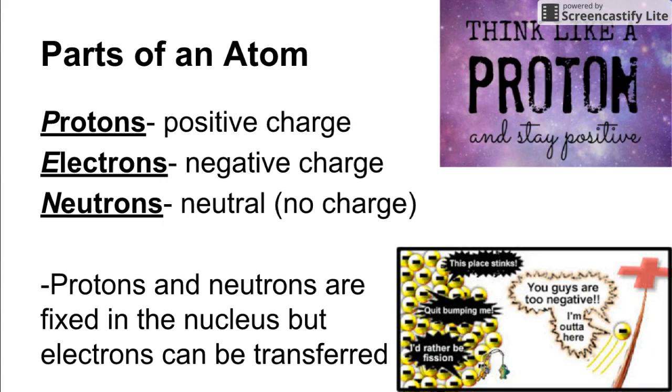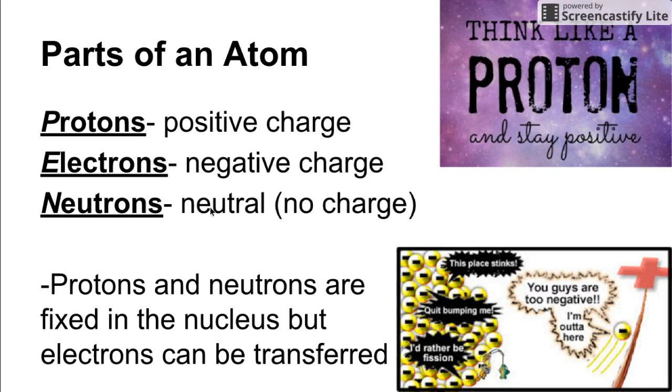Now, the parts of an atom: if you remember the word PEN, that will help you remember them. We have protons, the P; electrons, the E; and neutrons, the N. Protons are the positive charges, electrons are the negative charges, and neutrons are the neutral, or no charge.